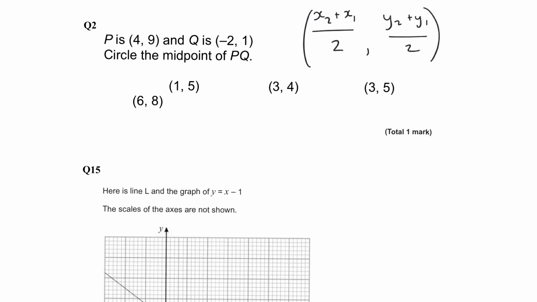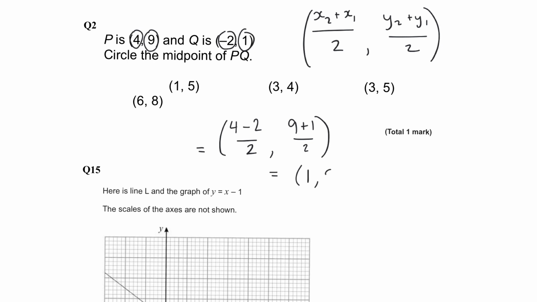So if we now apply that, our x's are the 4 and minus 2. So 4 plus minus 2, if you have a plus and minus next to each other, it becomes negative. And then you've got the 9 and the 1 for your y values, so 9 plus 1 over 2. So that's going to simplify into, 4 minus 2 is 2, divided by 2 is 1. 9 plus 1 is 10, divided by 2 is 5.